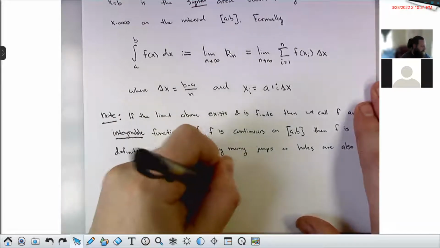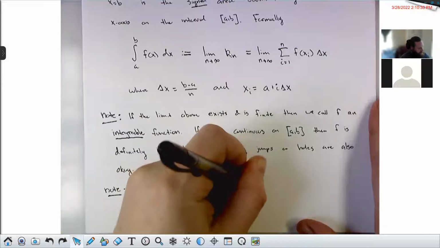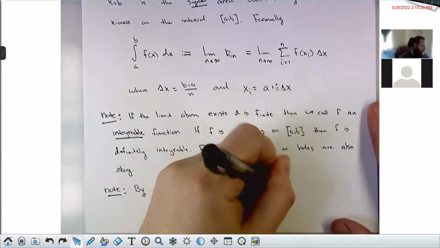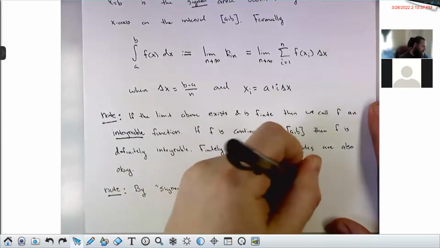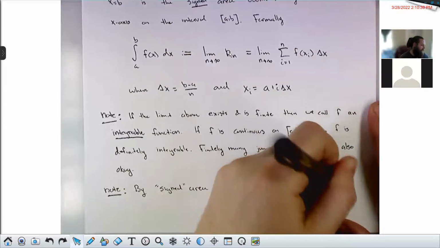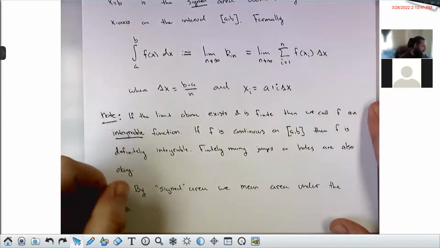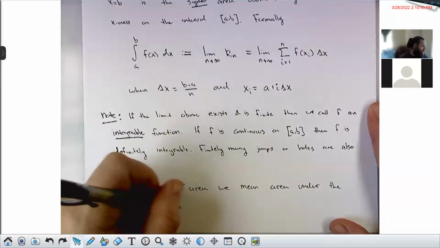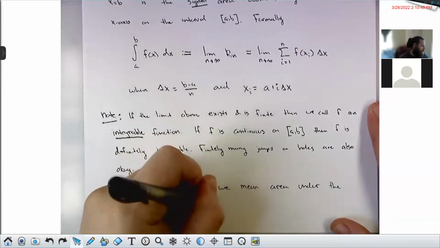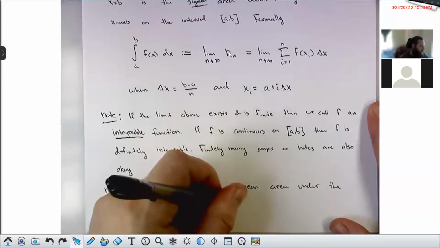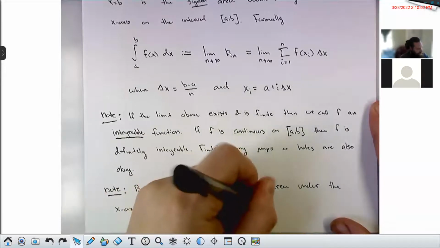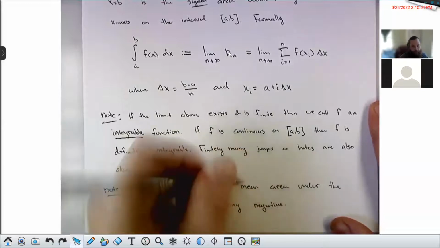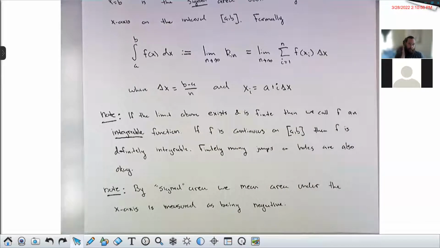By signed area, we mean area under the x-axis is measured as being negative. That's all. Okay.